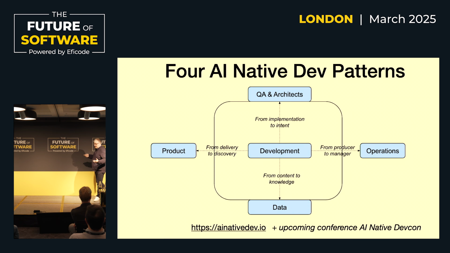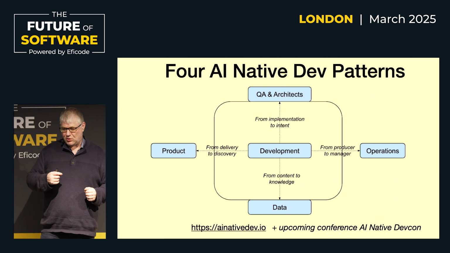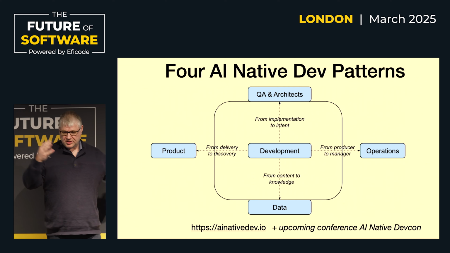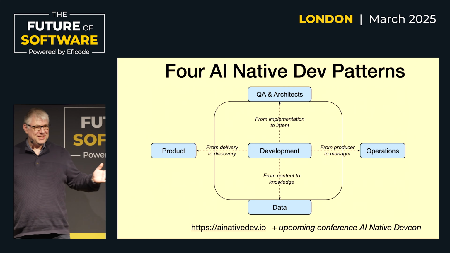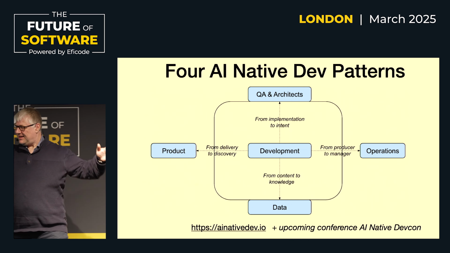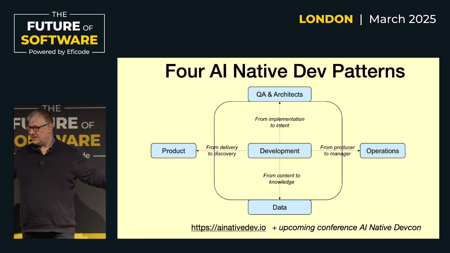So when I put up this diagram, the developer shifts a little bit to the QA and the architect, or understands a little bit more about operations or knowledge or product. Now, good engineers already do this. They care a little bit more about all the pieces.